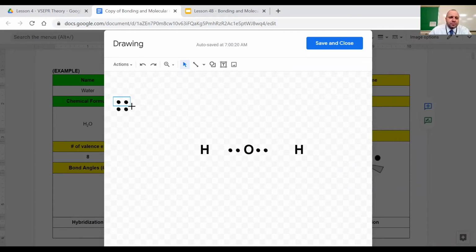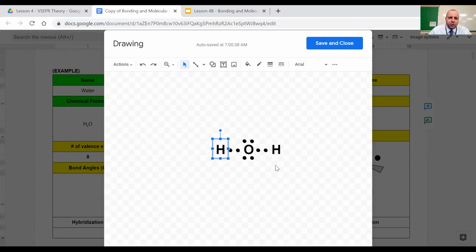And lastly, what you want to do is take any extra, because remember, you can't have more than 2 on hydrogen. So you take any extra and you put them on the central atom. So we are going to do that right here. So when you're all done, you should have a drawing that looks like this. I'm just going to move my hydrogens in a little closer.